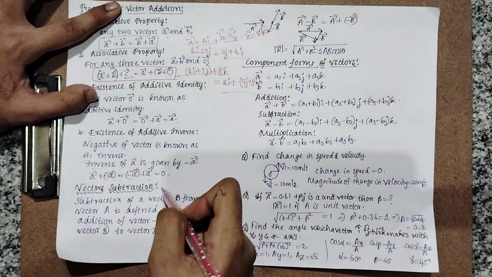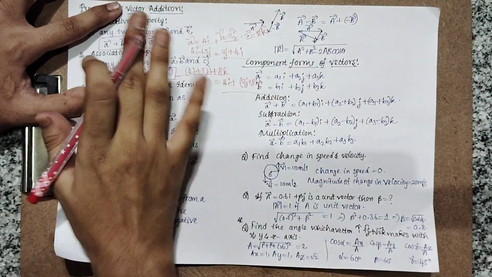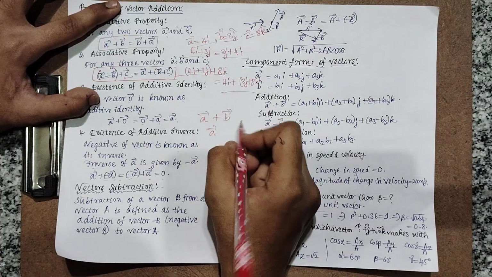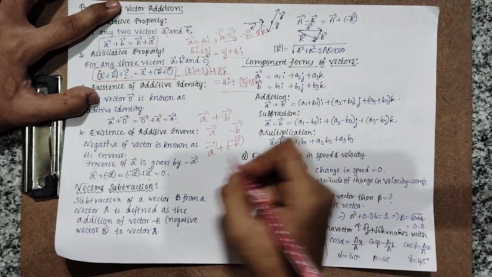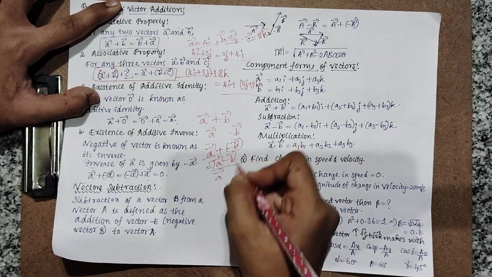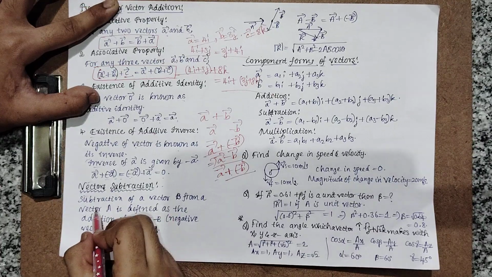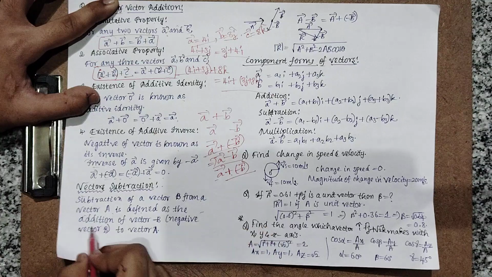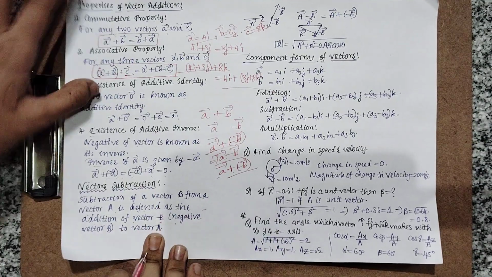And now coming to vector subtraction. Vector subtraction is also the same as vector addition. In vector addition we take A bar plus B bar; in vector subtraction we take A bar minus B bar, which we can simply write as A bar plus of minus B bar. Subtraction of a vector B bar from a vector A bar is defined as the addition of the vector minus B, that is the negative vector of B, to the vector A.